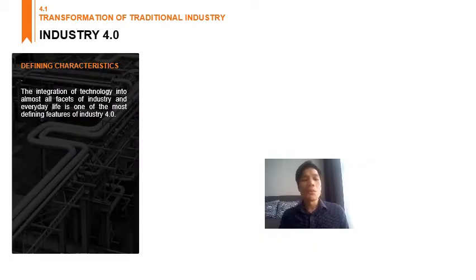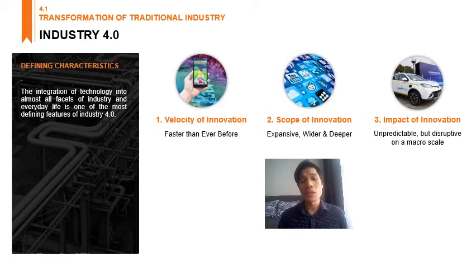Now, what are the defining characteristics of Industry 4.0? Today, we find ourselves at the stage of internet ubiquity, which means that saying a product is internet enabled is about as redundant as saying it is electricity enabled. Because the integration of technology into almost all facets of industry and everyday life is one of the most defining features of Industry 4.0. The net result of this is that every activity you perform at each moment of the day could theoretically be improved, made more efficient, safe, convenient, and entertaining by technology, which creates opportunity for a world of more innovation than ever before. So three things I want you to look at.